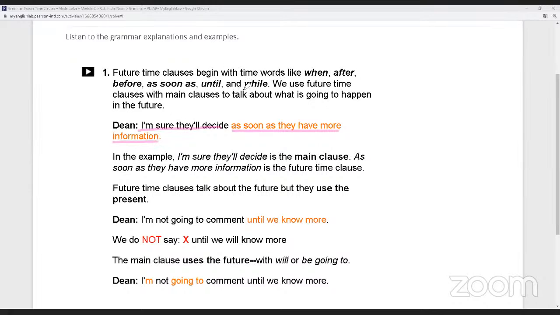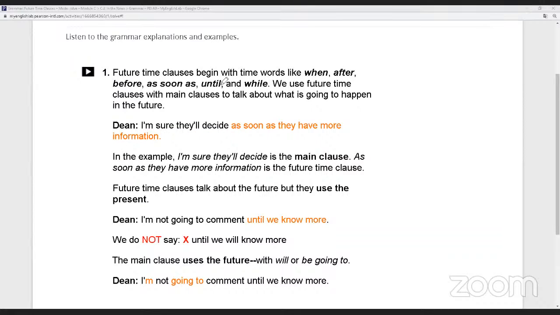Then, what is a future time clause? It is a sentence, first of all, and we use it with another part of a sentence. What do I mean? We have two clauses in one statement. We use it in order to talk about the future, about what is going to happen then. I'm sure they'll decide as soon as they have more information. They'll decide is in the future, and as soon as they have more information is also in the future, so I'm providing more information about the future. I'm talking about something that is going to happen then. So now we know when we have to use this structure.